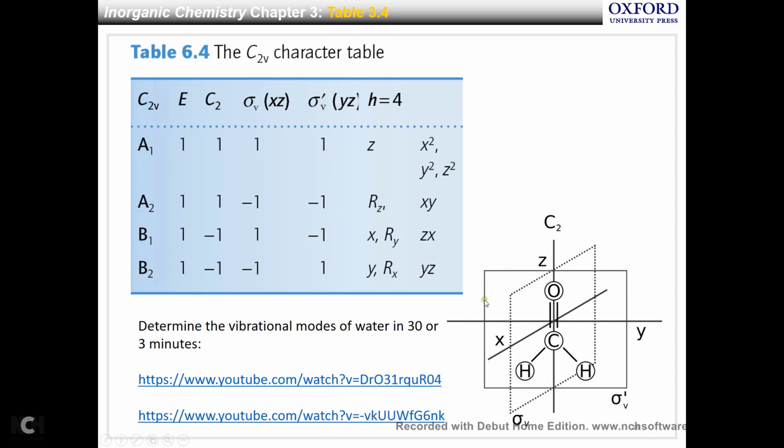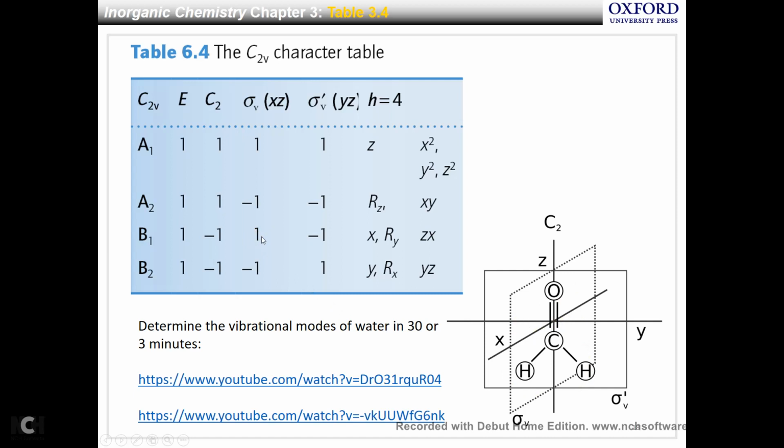What about sigma v? Well, if you look at this sigma v, the dashed line, it contains the x-axis. So if you do a reflection with respect to this sigma v, there's no change to the dipole moment. That's why you have +1 here.